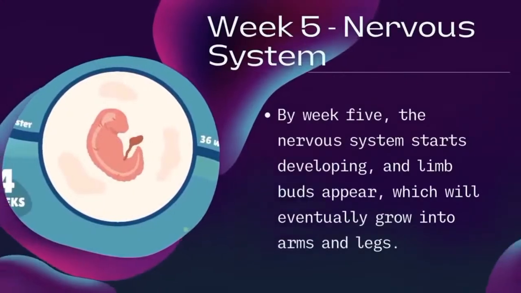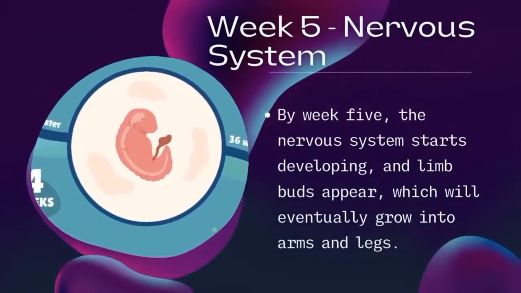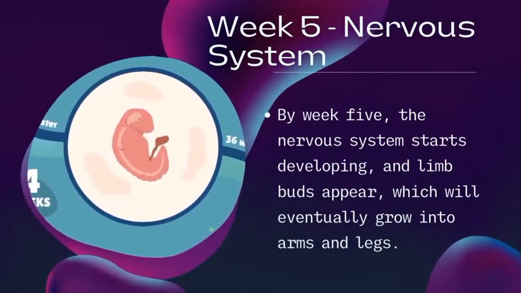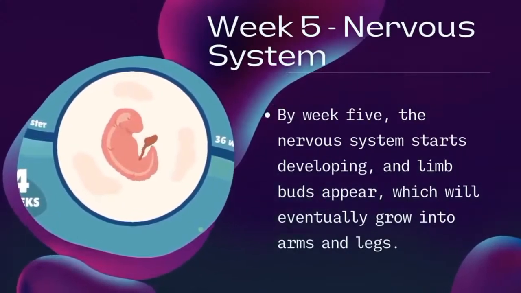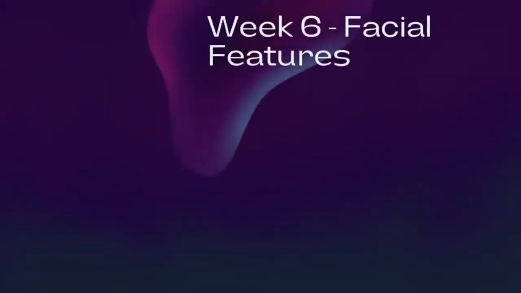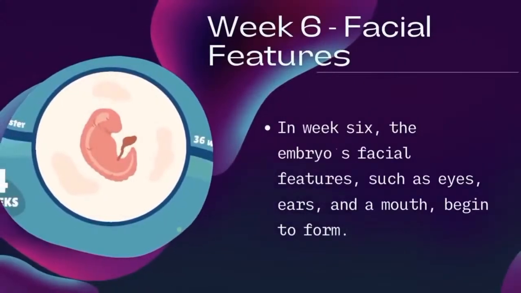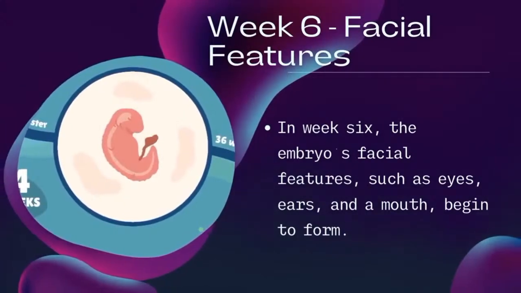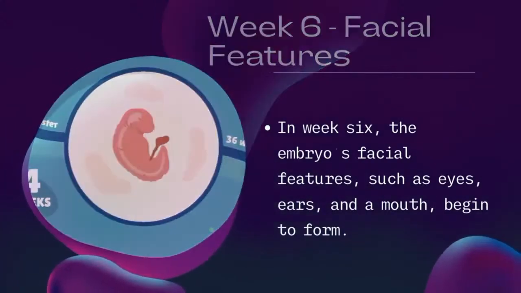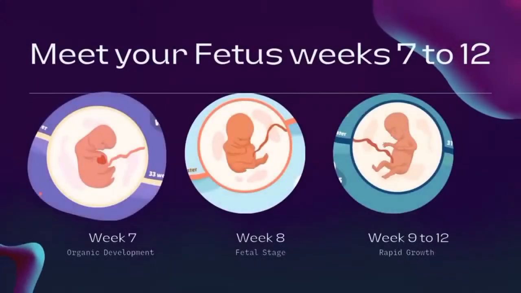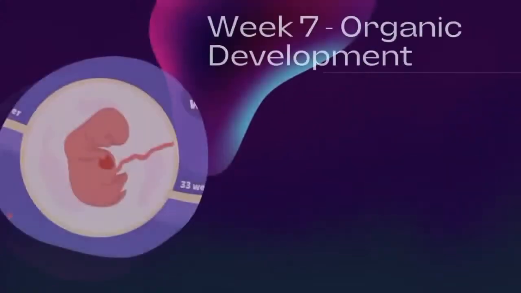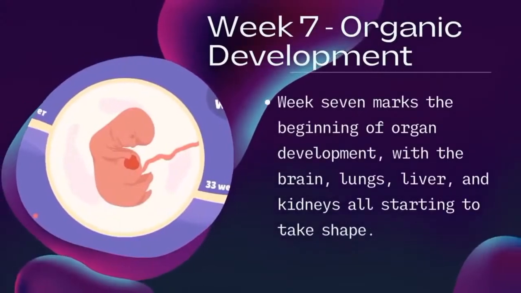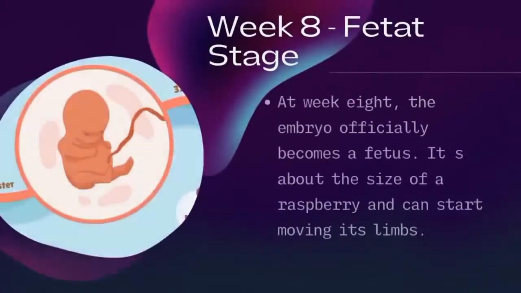Week 5, Nervous System. By Week 5, the nervous system starts developing, and limb buds appear, which will eventually grow into arms and legs. Week 6, Facial Features. In Week 6, the embryo's facial features, such as eyes, ears, and a mouth, begin to form. Week 7, Organ Development. Week 7 marks the beginning of organ development, with the brain, lungs, liver, and kidneys all starting to take shape.